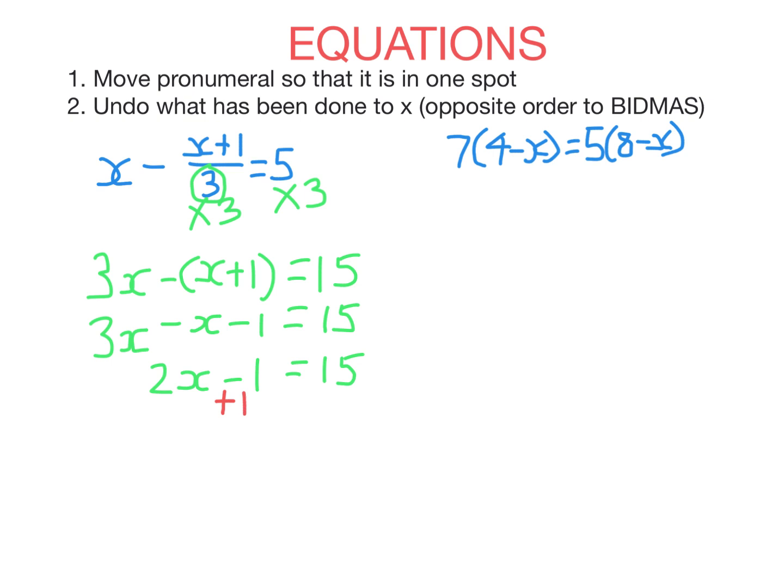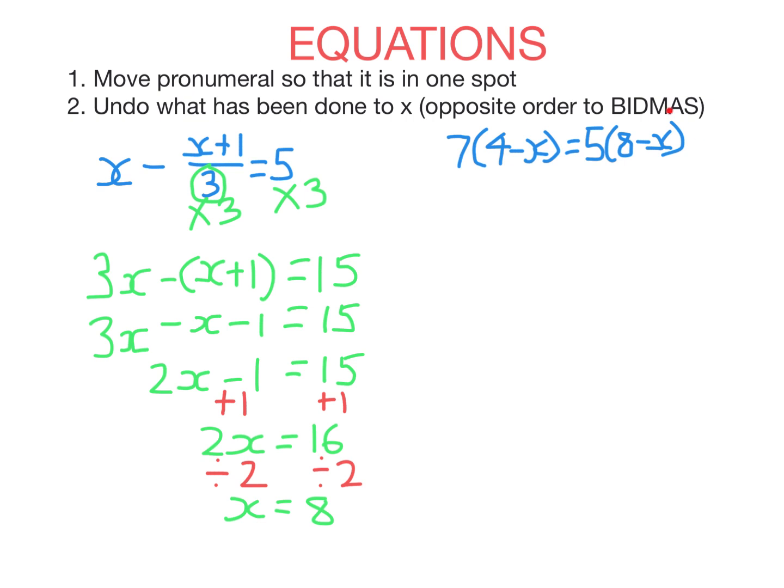I undo subtracting 1 by adding 1 to both sides. I get 2x is equal to 16. Now I undo timesing by 2 by dividing by 2. So the answer I get is x equals 8. This is the solution because if I substitute here and here, x for 8, I will get a true statement.